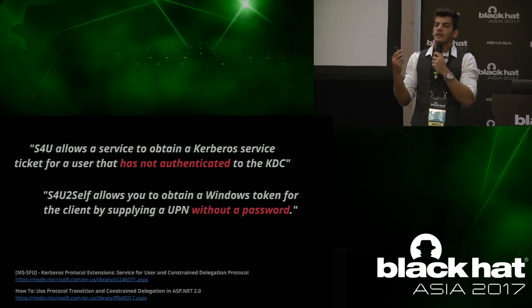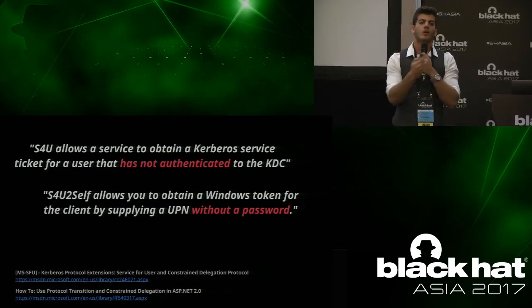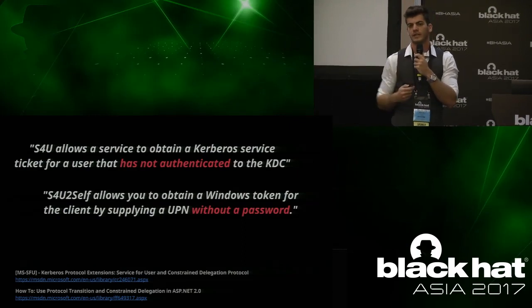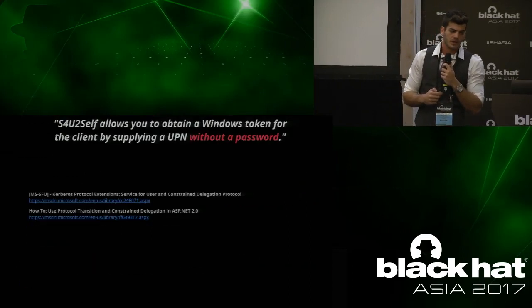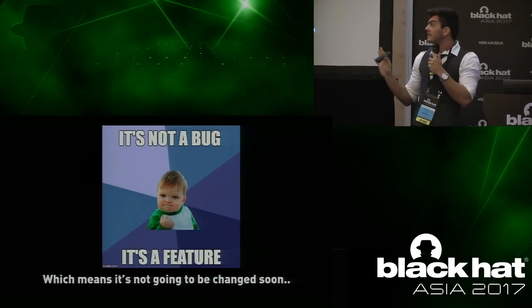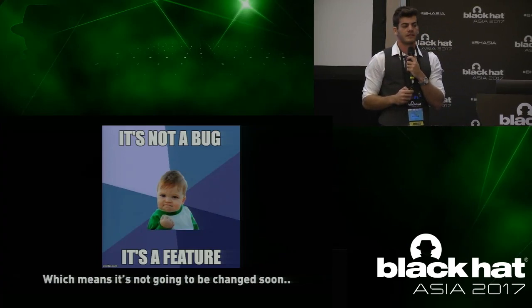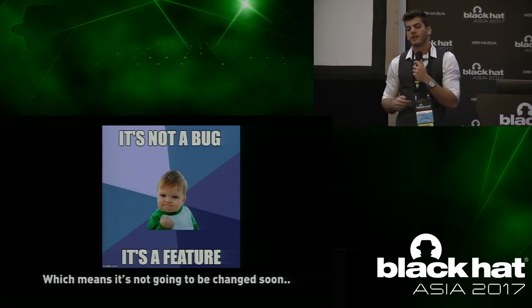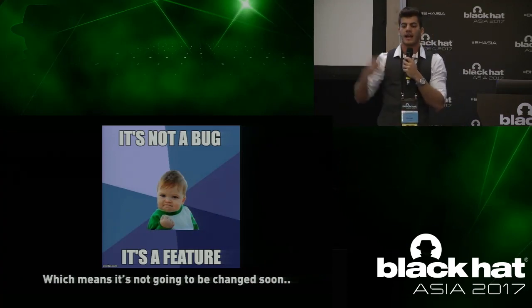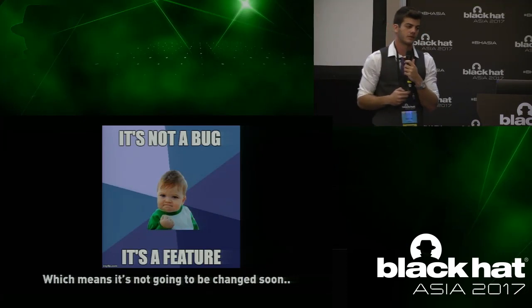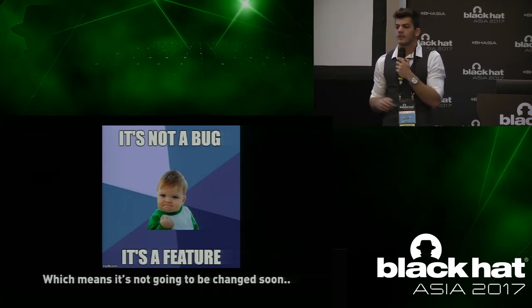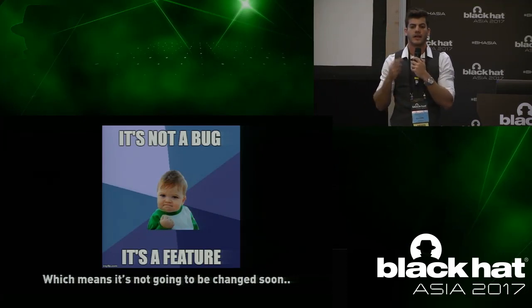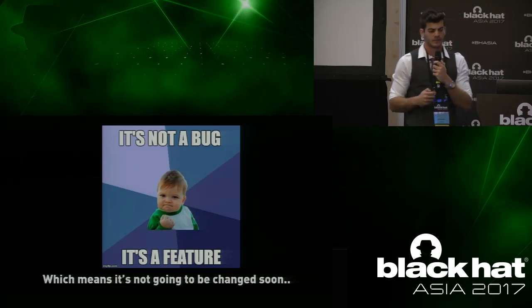And basically, that front end needs to supply only the username in order to impersonate the user, which means it can impersonate whoever it wants. Don't worry, I didn't invent something. It's a feature Microsoft invented. It's not a bug, and it allows the front-end service to make any kind of arbitrary impersonation in order to get access to the allowed service. So it's also not going to be changed soon, because it's an expected behavior Microsoft implemented.